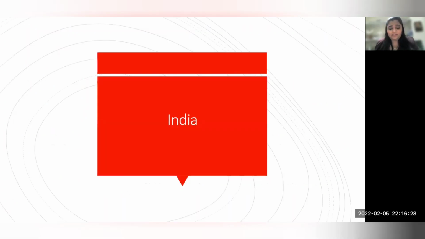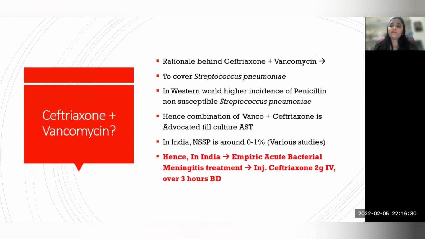So coming to the situation in India, is ceftriaxone plus vancomycin a rational combination in India? What is the rationale? Why are they suggesting empiric ceftriaxone and vancomycin? It's very important to understand. As I mentioned, across the different age groups, the most common organism in a normal patient presenting with meningitis is not Staphylococcus aureus, and your rationale of adding vancomycin here is not to cover Staphylococcus aureus. Basically, the rationale is to cover Streptococcus pneumoniae.